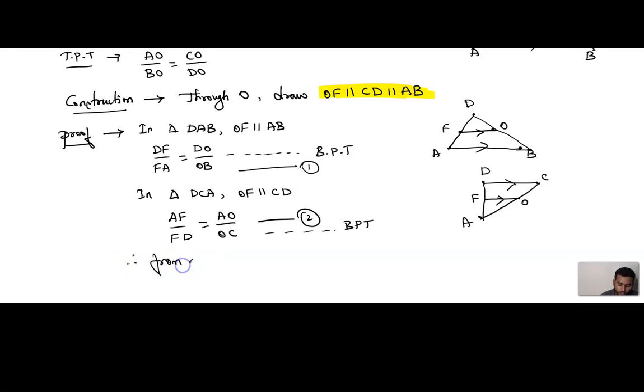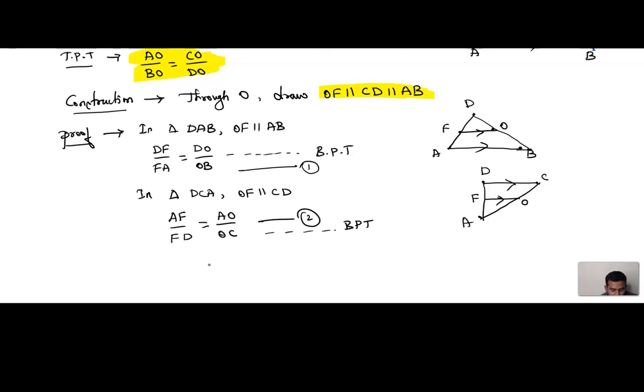Therefore, from equation 1 and 2, now see what is common? Is anything common? Before you make that equation 2, what do we actually want? We want AO by BO, CO by DO. Now equation 2 which I wrote, can you see that? It is AO by OC. We want AO by BO.